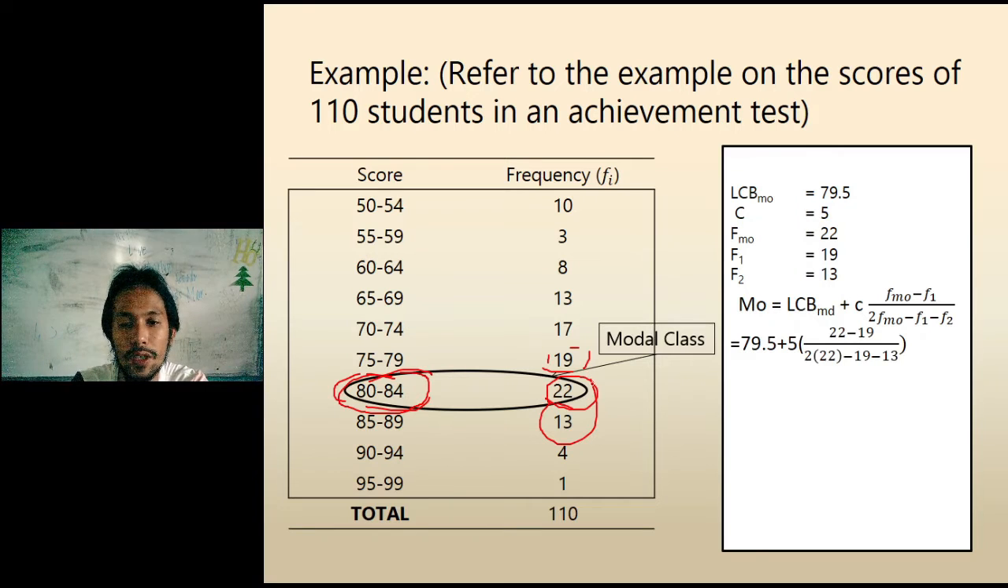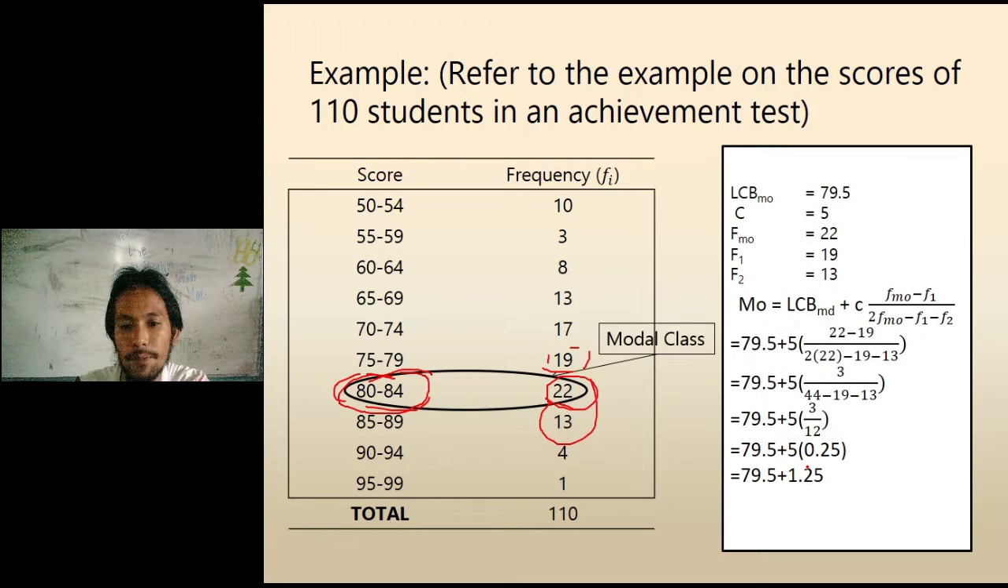substitute ang formula, so mahimo siya 79.5 plus 5 times 22 minus 19 over 2 times 22 minus 19 minus 13. So mahimo siya 79.5 plus 5 times 3 over 44 minus 19 minus 13, so equals 29, so 3 over 12. 79.5 plus 5 times 0.25, 79.5 plus 1.25. So atong mode kay 80.75. So nasud ra gyapon nato ang 80.75 sa atong modal class. Naa gyud siya diha. Okay.